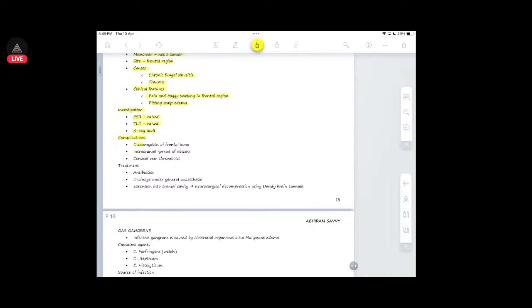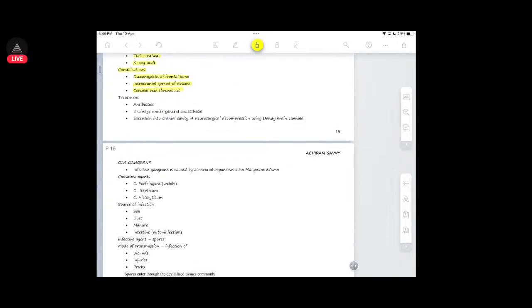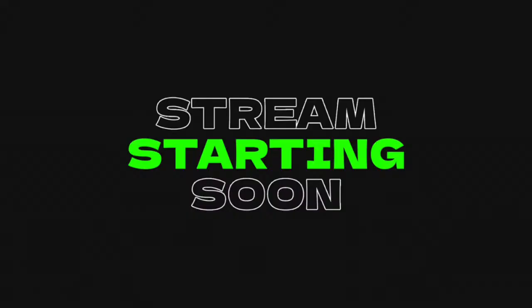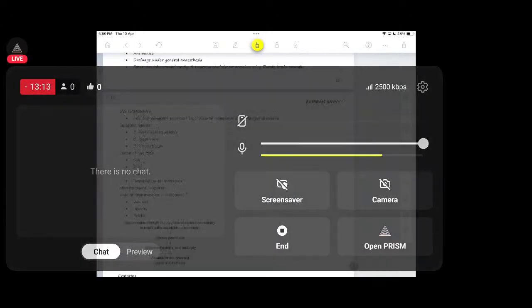So complications may be osteomyelitis of the frontal bone, intracranial spread of the abscess, and cortical vein thrombosis. Give me a second. Which is cortical vein? Okay, these are the superficial veins of the brain. Cortical vein thrombosis. Okay.